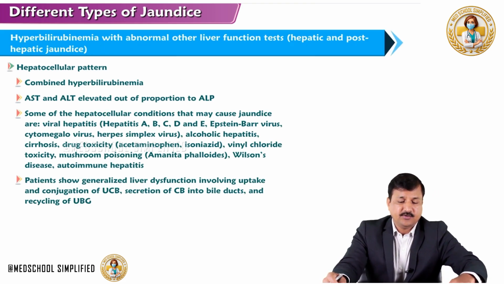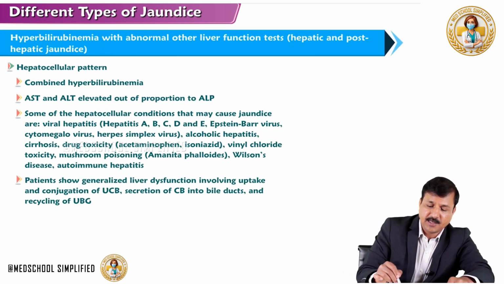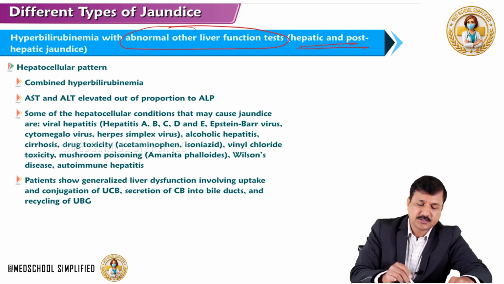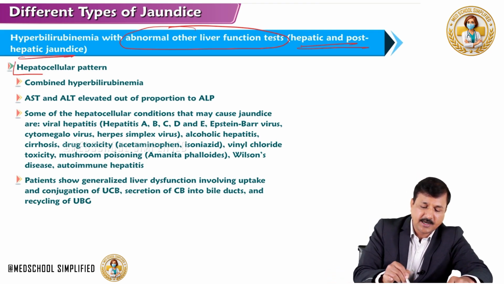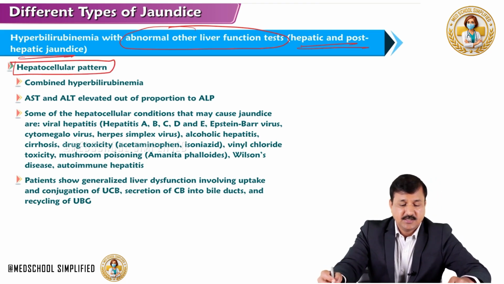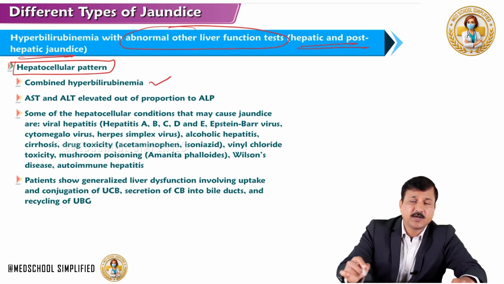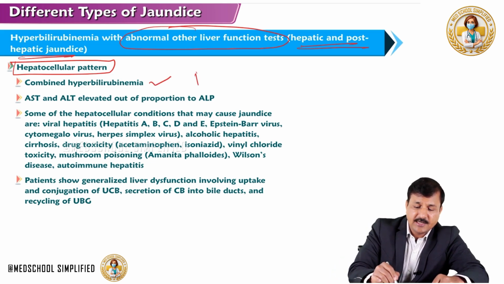Now let me take you into hyperbilirubinemia with abnormal liver function test. Basically, I will be explaining hepatic and post-hepatic jaundice now. First, let me take you into the hepatocellular pattern of jaundice. In the hepatocellular pattern, there will be combined hyperbilirubinemia. That means there will be a rise in conjugated bilirubin and also a rise in unconjugated bilirubin.